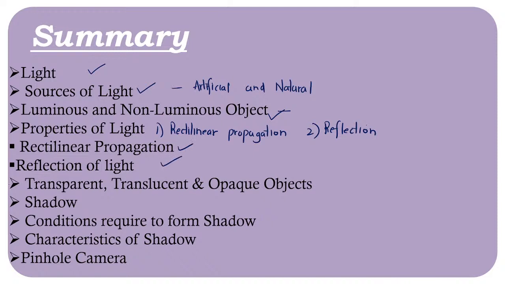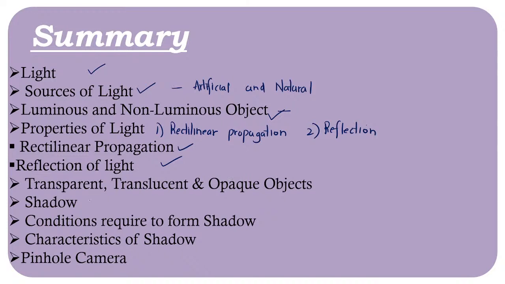Then we have grouped the objects as transparent, translucent and opaque. Transparent objects are those objects which allow light to pass through them and things are visible through transparent objects. Translucent materials are those materials which allow very little light to pass through them, and things are visible but they are not very clear. Opaque objects, on the other hand, do not allow light to pass through them at all, and you don't see any images of objects through this opaque material.